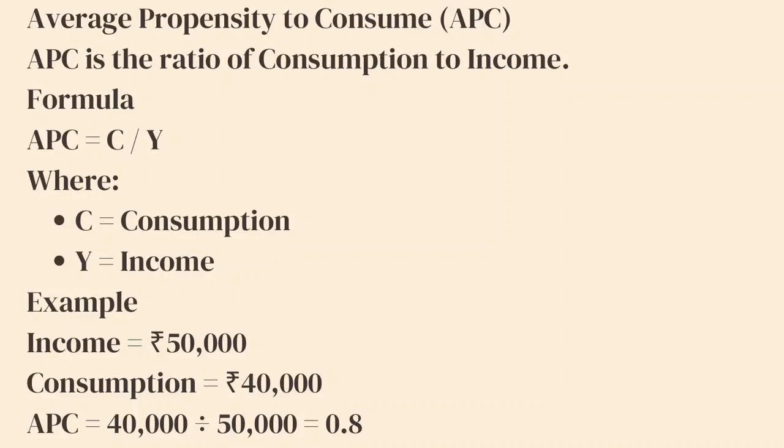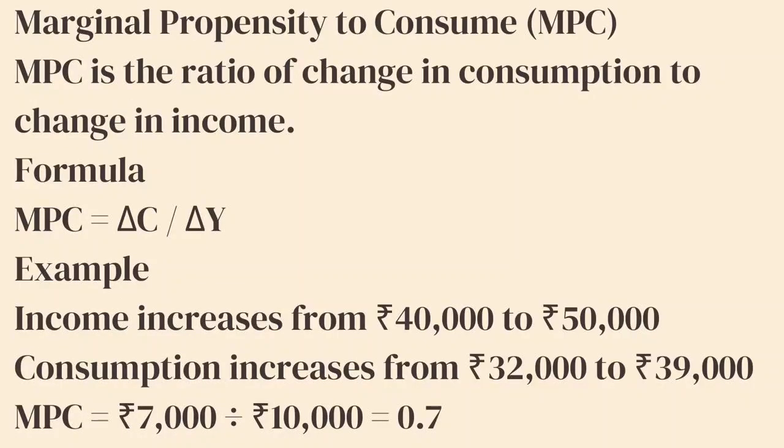Now imagine another family earning 1 lakh and spending 70,000. Now APC would be 0.7. So this shows that a smaller proportion of income is being spent on consumption. Usually, as income increases, people save a larger part of their income. So APC may gradually decrease. Remember, APC is based on total consumption and total income, not on the increase in income. Many students confuse APC and MPC, so keep this difference in mind. APC uses total values.